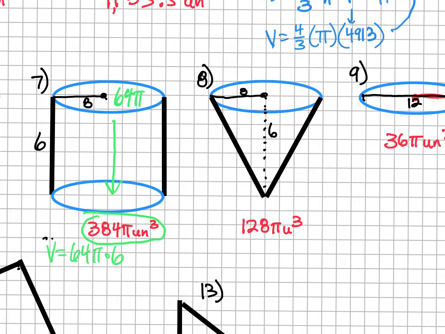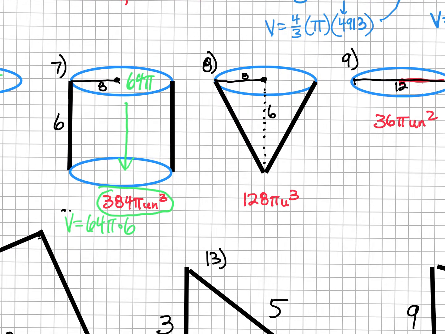Now to do this one, I know that I'm just going to crush the bottom in and make it a cone. And when I do that, I have to divide by 3 because I made it 3 times smaller. So I take my 384 pi and I'm going to divide by 3, and that's how I got my 128 pi units cubed.